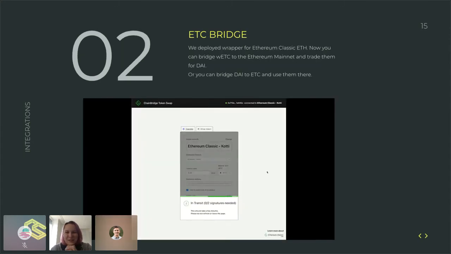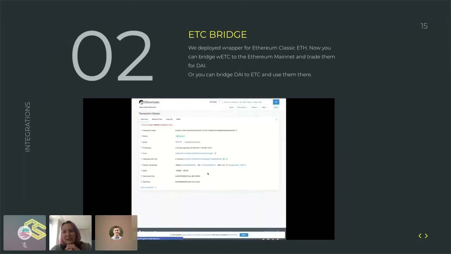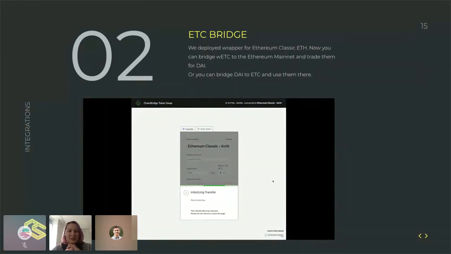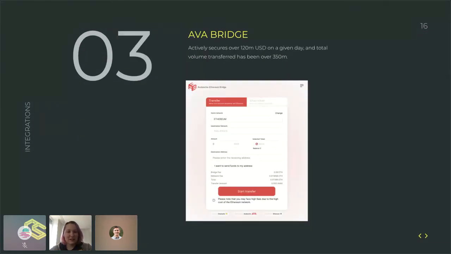Also, we have the EDC bridge that has been live for a while now, deployed sometime before New Year. It allows transferring wrapped EDC into the Ethereum mainnet, and also DAI from the Ethereum mainnet back to the EDC. The most recent and probably the most heavily used bridge for now is the Avalanche Bridge.